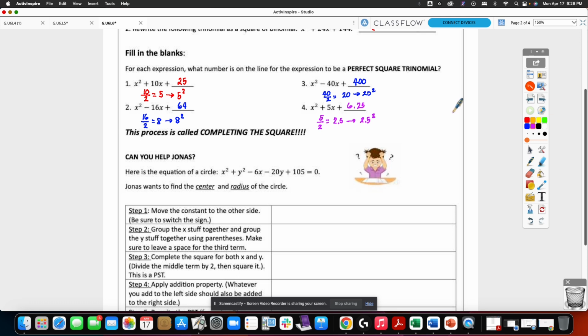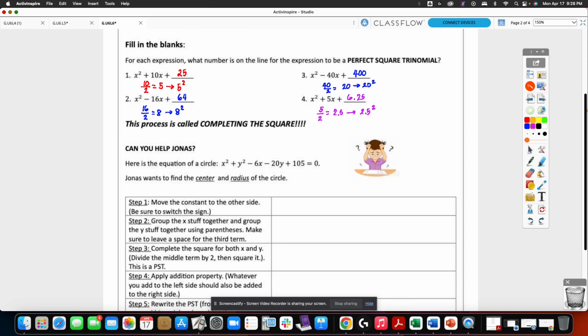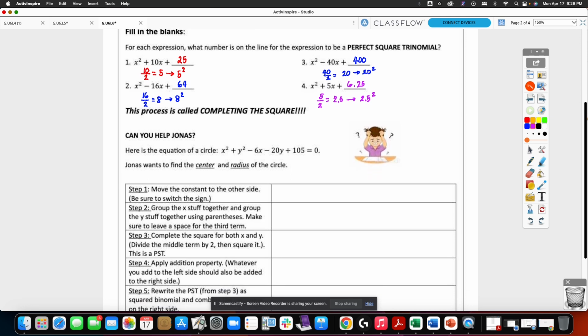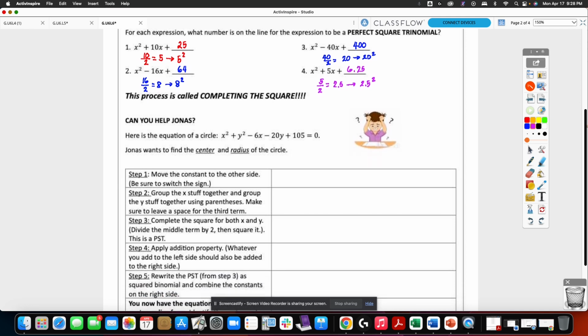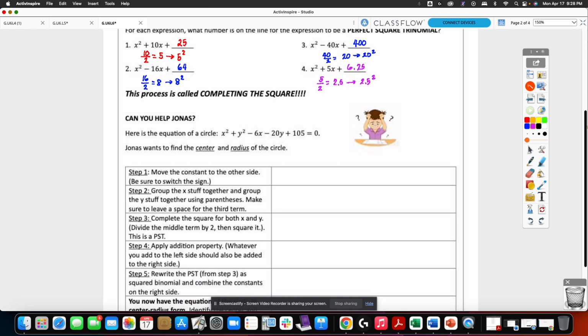Now, this process that we have just done is called completing the square. So completing the square is finding the third term in the trinomial so that the result is a perfect square trinomial. Because if you have a perfect square trinomial, then you can write that perfect square trinomial as the square of a binomial. And that would be our end game, to write the perfect square trinomial as a square of a binomial, so we can write the equation of the circle in center radius form.